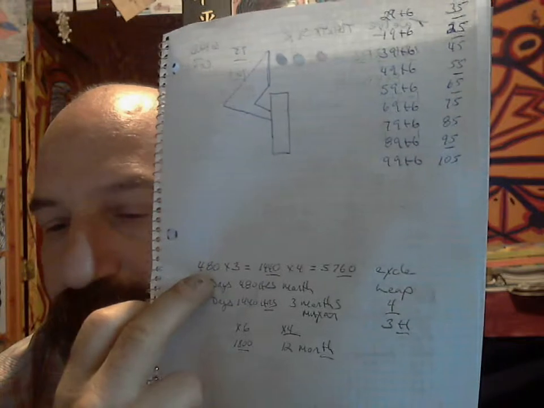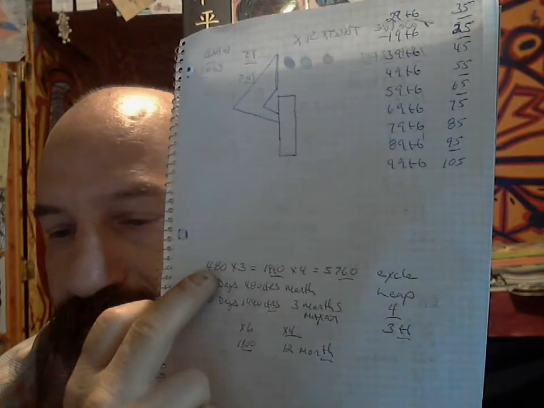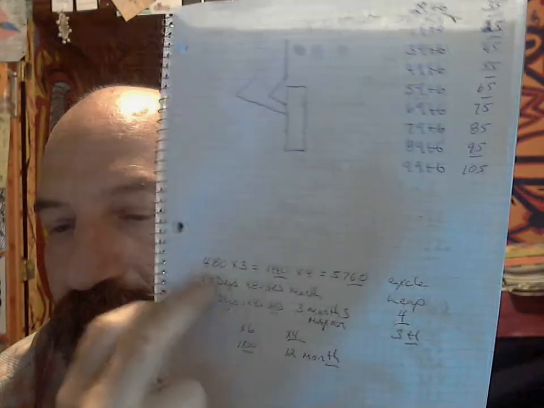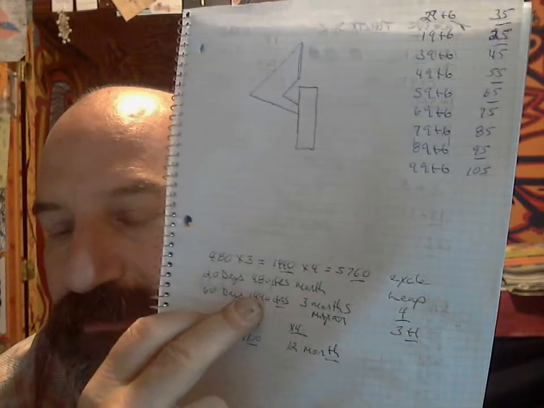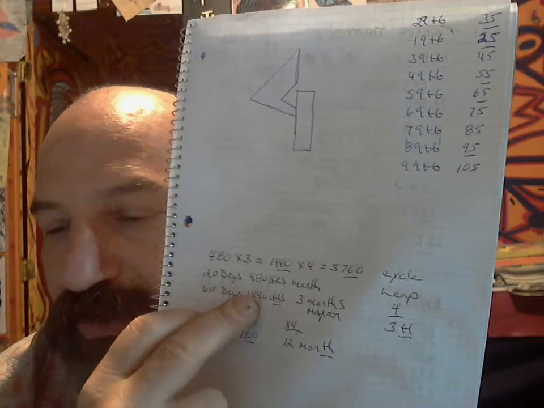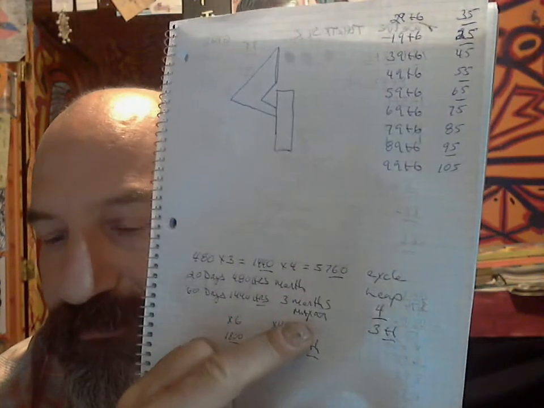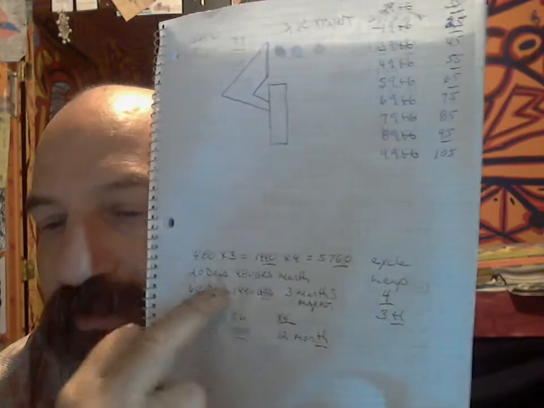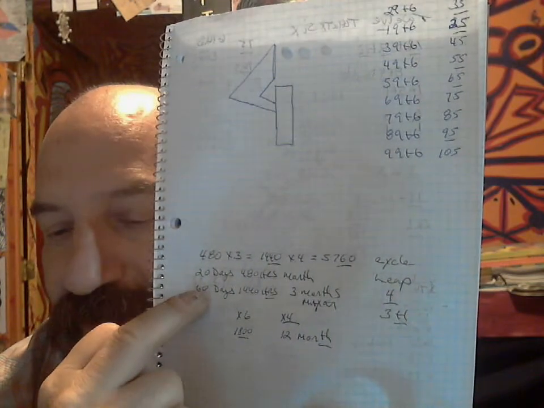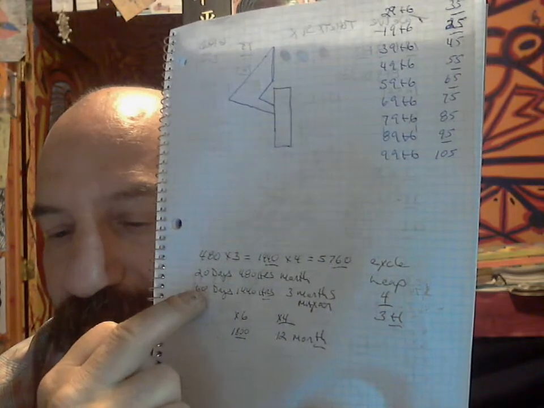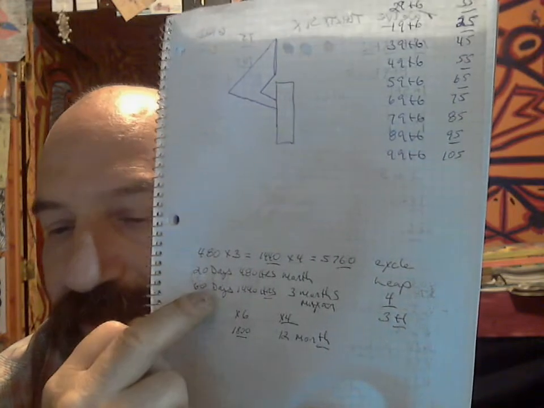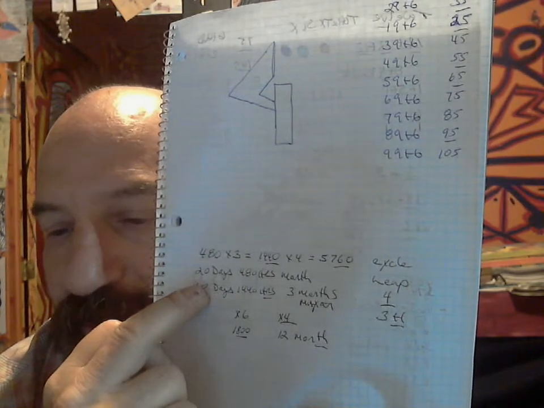This number represents one Mayan month. This number represents 3 Mayan months. This number represents 60 days, 3 regular months. At the same time, this represents 1 hour on the clock.